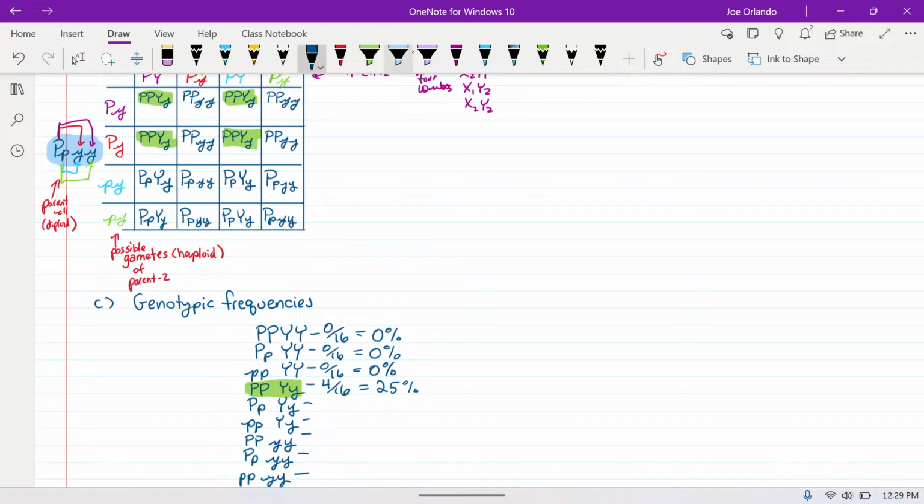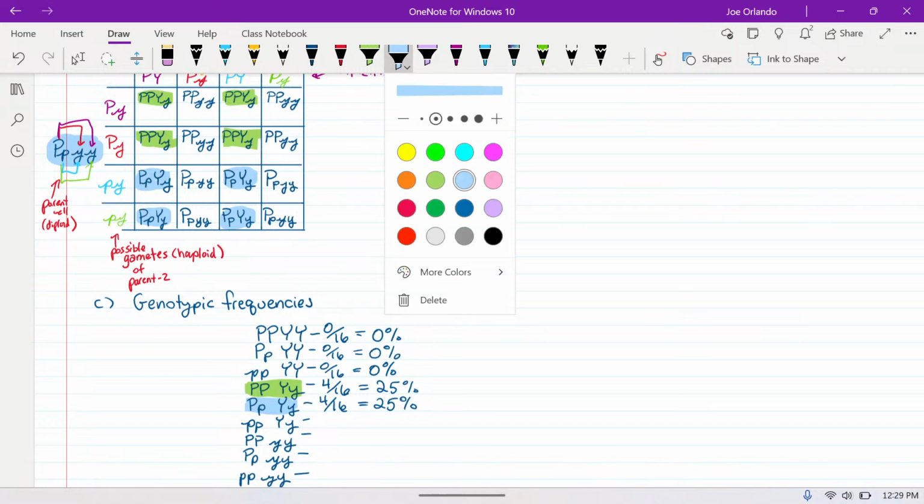Okay. Do we have any of these combos in there? Yep. Let's start finding them. There's one, and below it's got to be the same, and there, and there. So how many is that? 4 out of 16 in this particular case, which is 25%. Cool. Okay, let's keep her going.